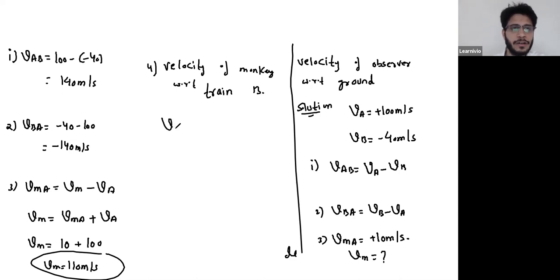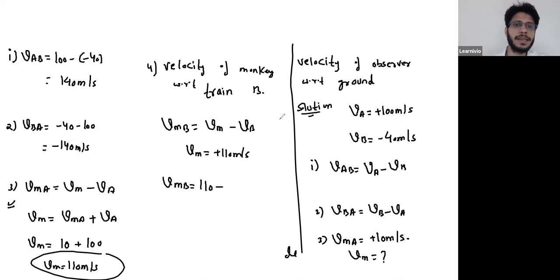Let's calculate it. Monkey with respect to B is velocity of monkey minus velocity of B. Velocity of monkey is not 10. 10 is monkey with respect to A. Velocity of monkey is 110, which we have calculated in part 3. So monkey with respect to B is 110 minus VB. VB is minus 40. So it's minus of minus 40. So that's 110 plus 40, which is 150 meter per second.